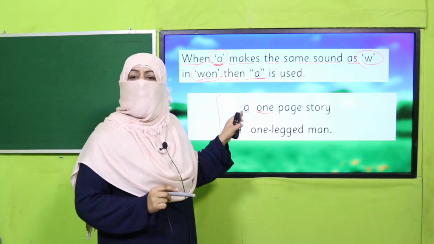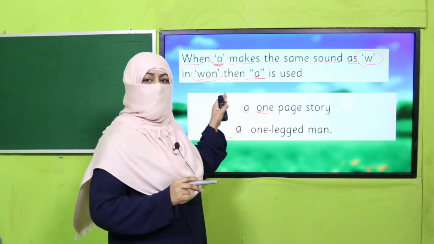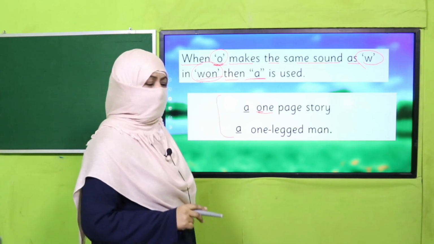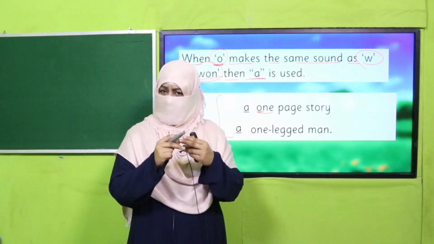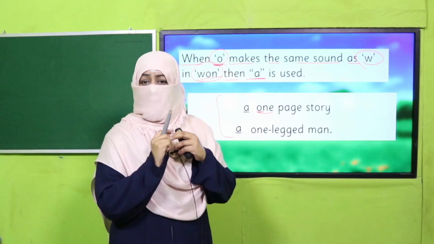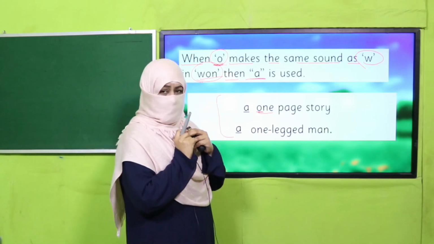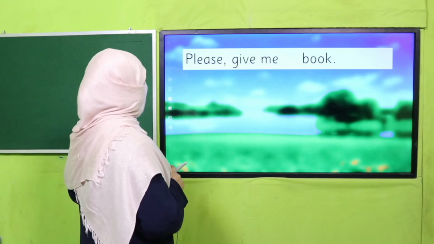All right, now pause it and practice more words so that we are clear with the exceptions of O. Yes, my dear students, are you clear? So there are two vowels we have learned, U and O, where sometimes instead of an we use a. Now the article "the" comes.